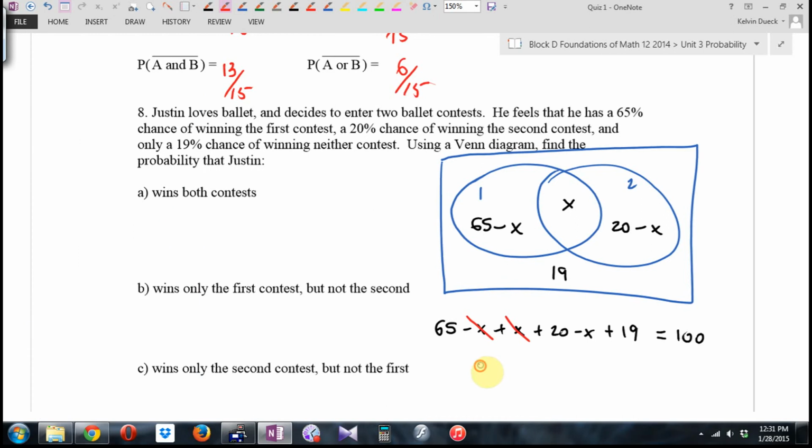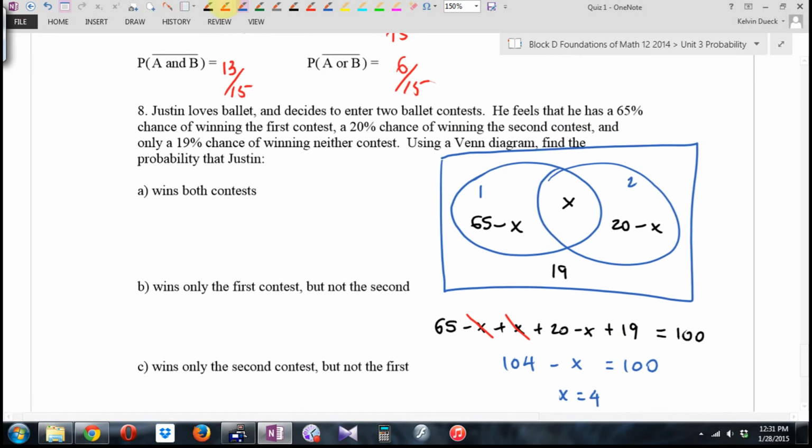I get 104. 104 take away X equals 100. I think I can solve it in my head. 104 take away what equals 100? I think X has got to be, Kyle, 4, yes?